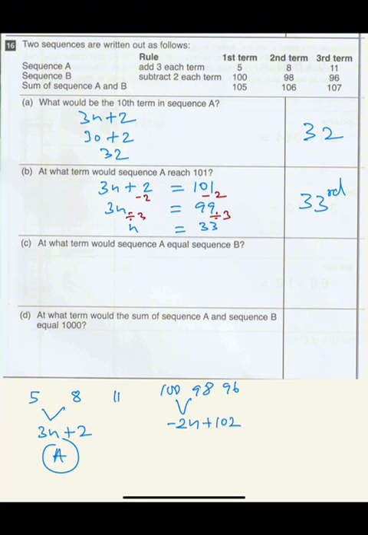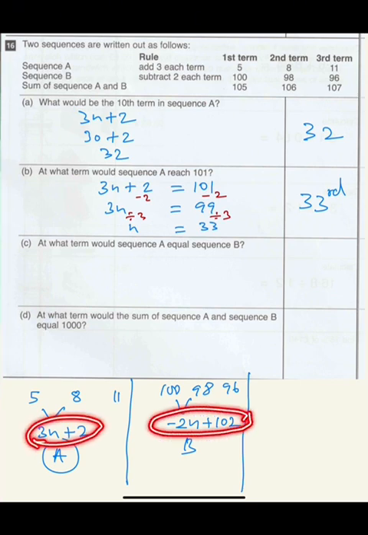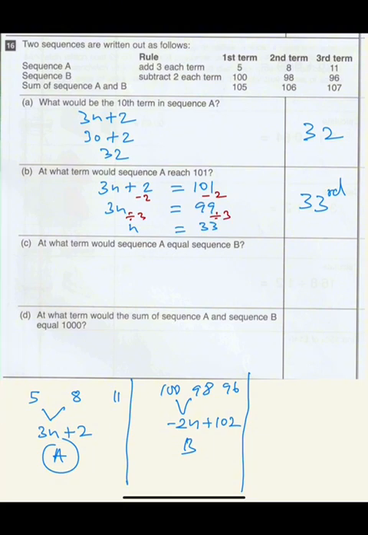Let's check with the second term. Minus 2 times 2 is minus 4, plus 102 is 98. Let's try with the third one. Minus 2 times 3 is minus 6, add 102 is 96. So it's perfect. So that's sequence B. Sequence A, sequence B. So at what term is sequence A equal to sequence B? So let's try. 3n plus 2 equals sequence B, minus 2n plus 102.